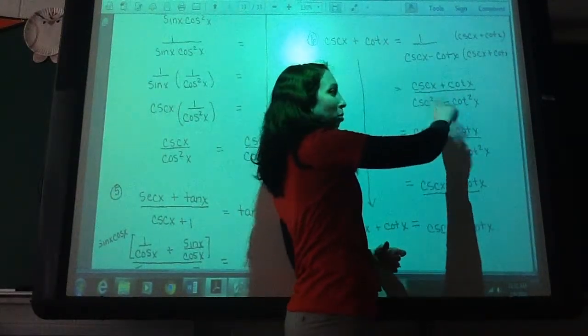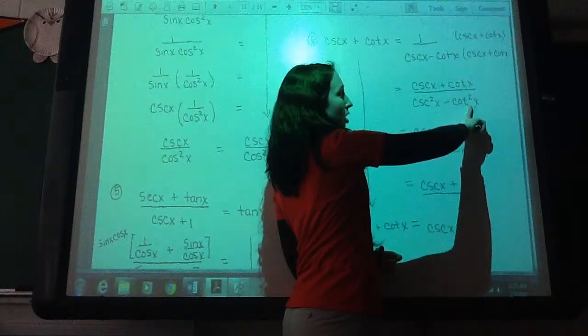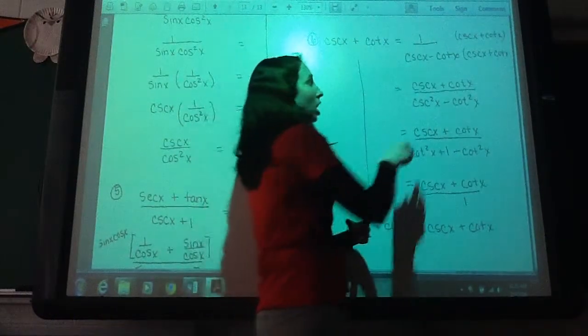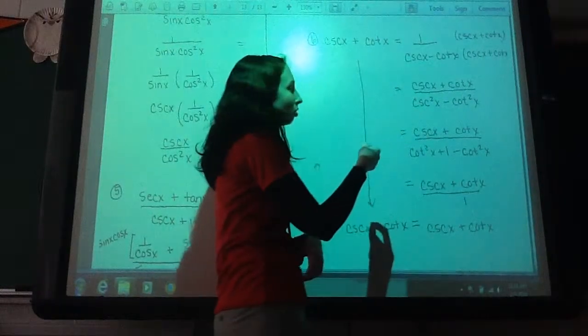And on the bottom, when I FOIL this out, this ends up just giving me cosecant squared minus cotangent squared because the middle two terms will cancel. That should happen every single time you use conjugates. Of the 4 terms that you get, the middle two should cancel.